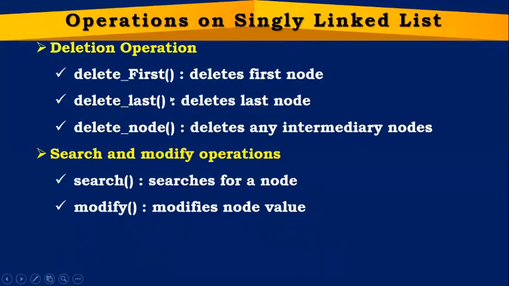Coming to the next case, the deletion operation. Again, this deletion operation is further divided into three functions: delete_first, delete_last, delete_node. By using the delete_first function, we are in a position to delete the first node. The delete_last function is used to delete the node present as the last node in the list. That means if I call delete_first, immediately it is going to delete the first node and makes the second node the first node in the list.